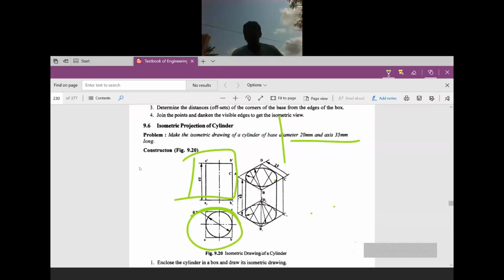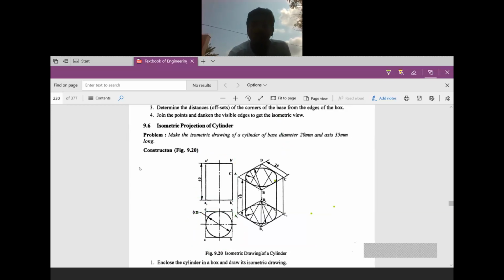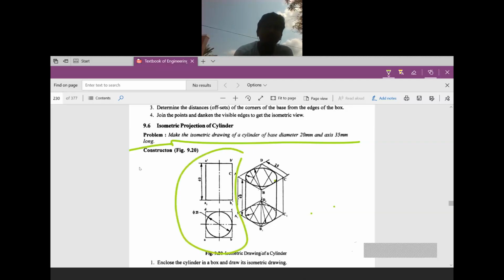Next is isometric projection of a cylinder. Here he has given: make the isometric diagram of a cylinder of base 20 mm and axis 35 mm long. When you see here, this is the two-dimensional view. In the base you have a circle and at the top you have a rectangle. Understand? This is the isometric diagram of a cylinder you are going to draw here.